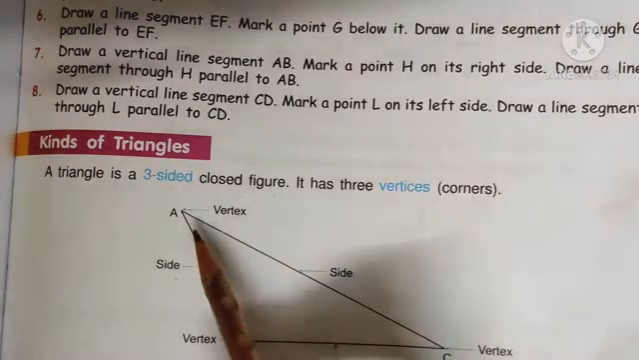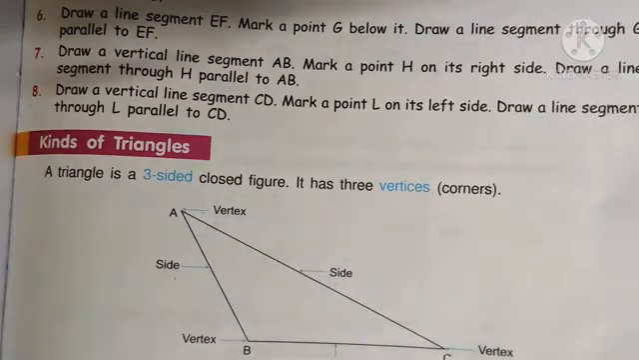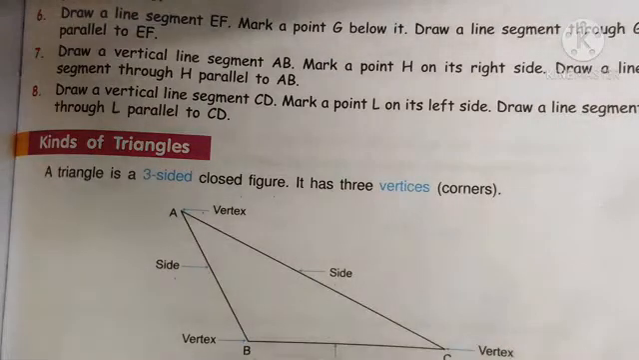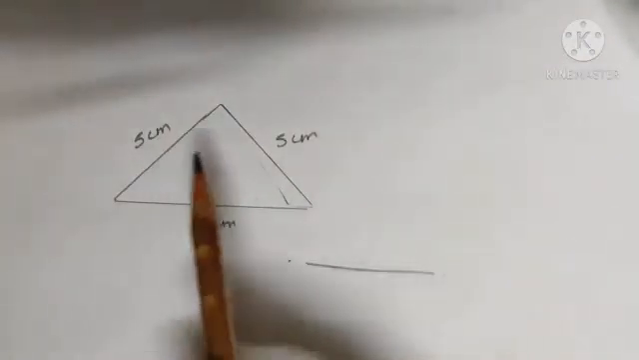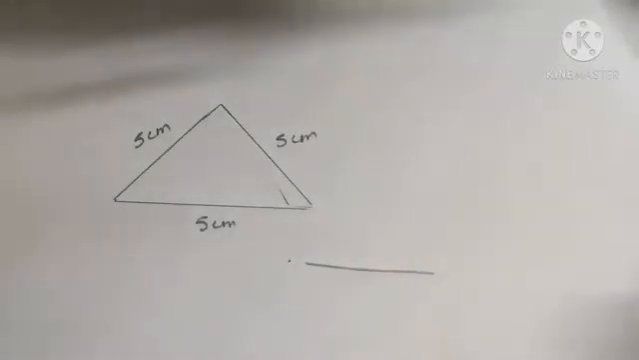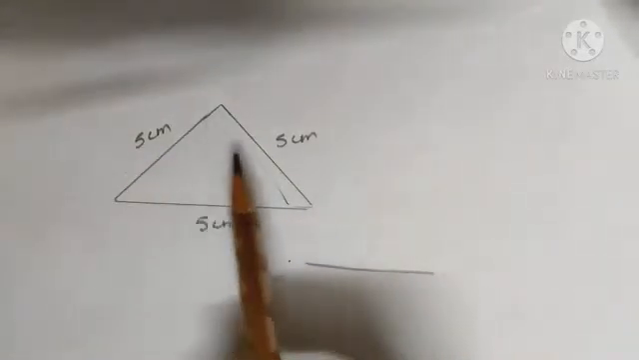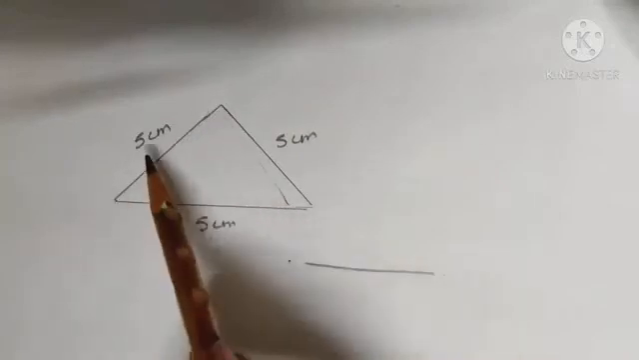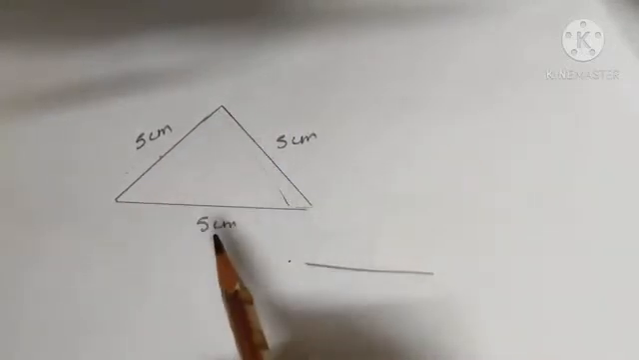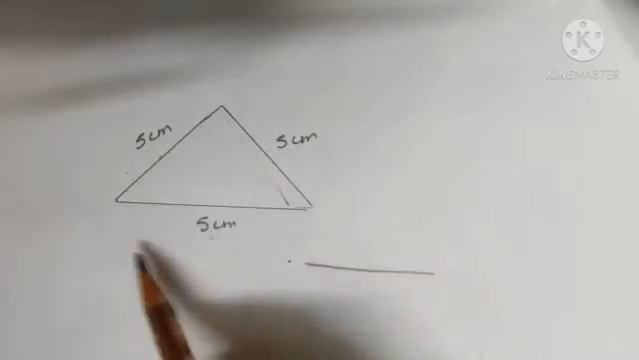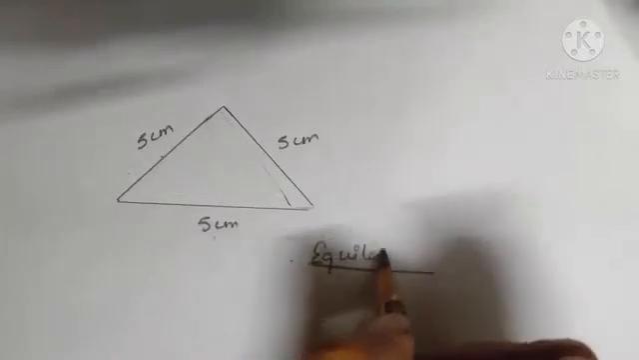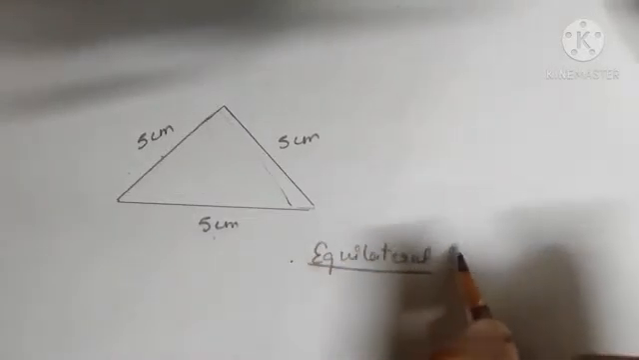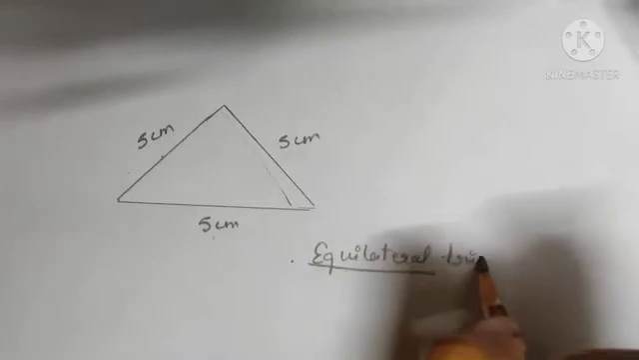So now let us know what an equilateral triangle, a scalene triangle and an isosceles triangle are. A triangle having all its three sides equal is called an equilateral triangle. If all sides of the triangle are equal, like in this triangle, the sides are 5 cm, 5 cm and 5 cm. All the sides are equal, so it is an equilateral triangle.